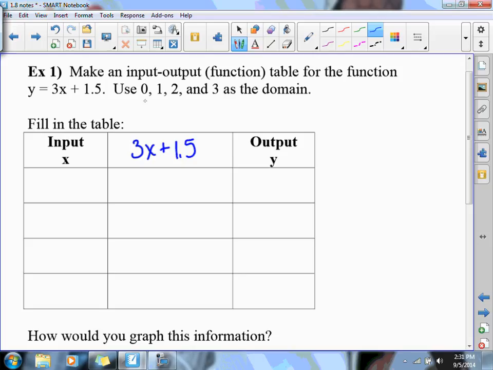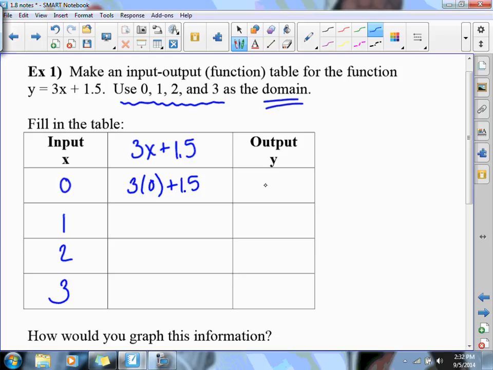And here they're actually going to tell us the values that they want us to use. They want us to use 0, 1, 2, and 3 as our domain. Again, domain is all the x values. So I'm going to substitute in 0, 1, 2, and 3 into my first column. And then I'm going to substitute each of those in one at a time to my equation, to my function. And then I'm going to simplify it and get my answer. And that answer will be my output value.